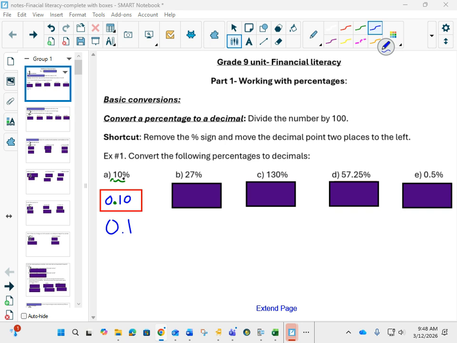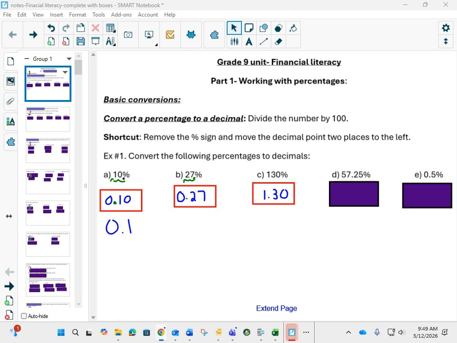Right? So with the 27, if I move that decimal place, that's right here. If I move it 2 spots to the left, I'm going to get 0.27. And 130%? 1.3, because that decimal place moves 2 spots. I kept the extra 0 there so you could see it. But you could just write 1.3 if you wanted. Okay, try the last 2 on your own, and I'll put the answers up in a second.